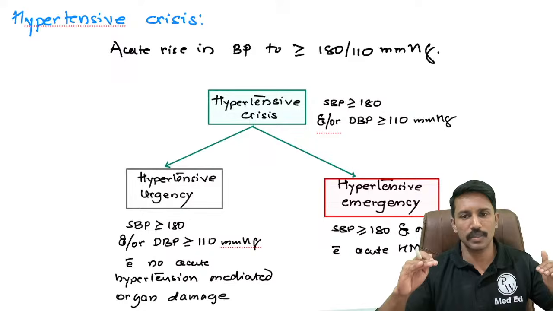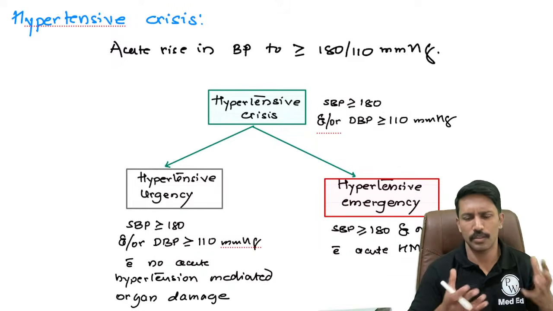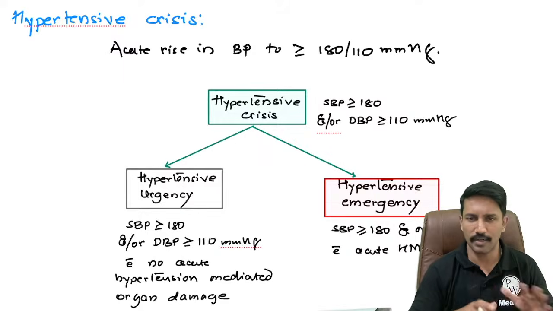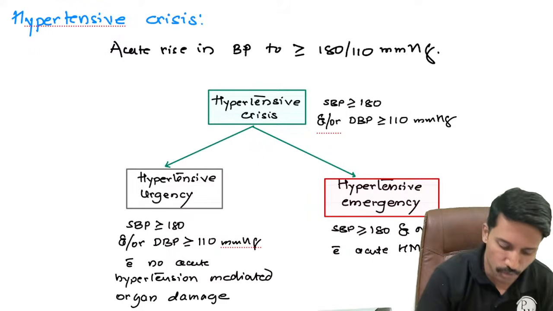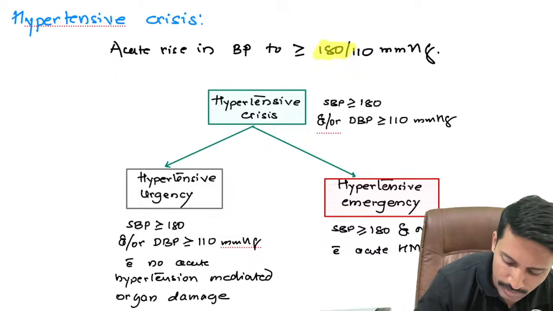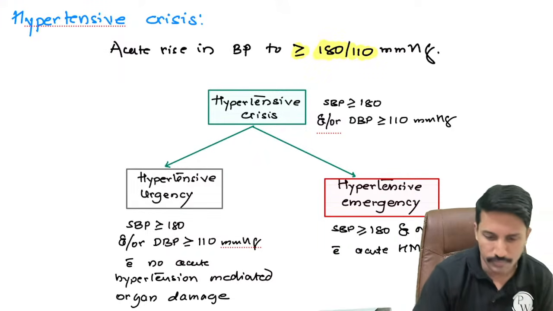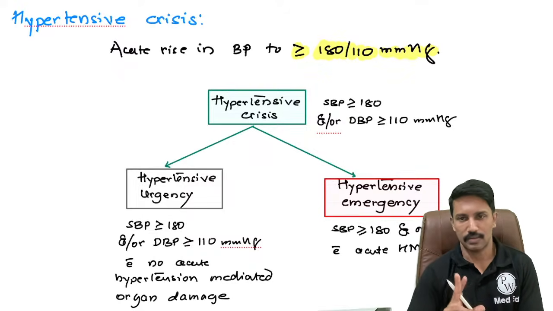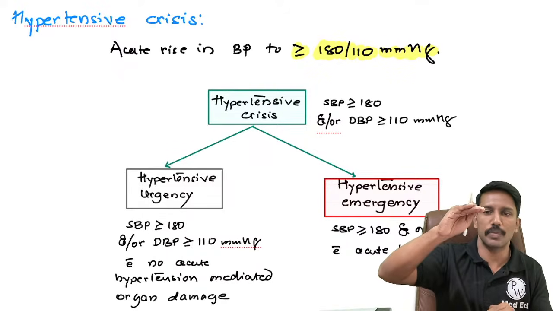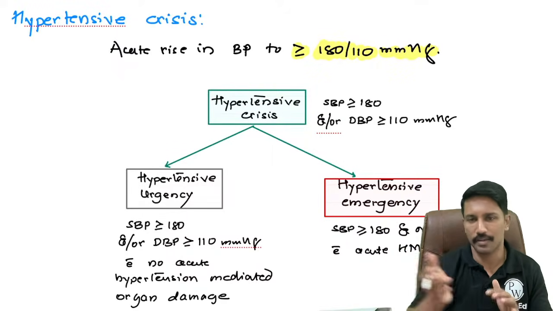Let us say I have a patient with BP. His usual BP used to be 150/90. I have started him on medication, but suddenly it shoots, right? If there is an acute rise in BP to a value more than 180/110, in that case, we will call it hypertensive crisis. Crisis means sudden rise in the BP to 180/110 or higher.